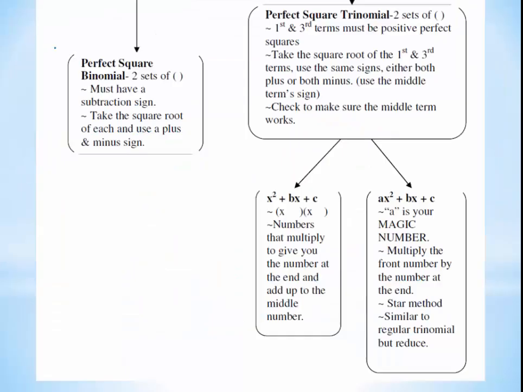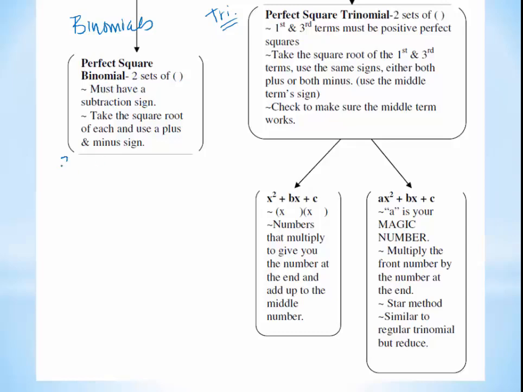Alright, now, let me just put the title up here. These are for binomials, and these are for trinomials. Once we get beyond the GCF stage, then you go into a different mindset. Okay, so if it's a binomial and it's a perfect square binomial, you're going to end up with 2 sets of parentheses, but the original problem must have a subtraction sign.